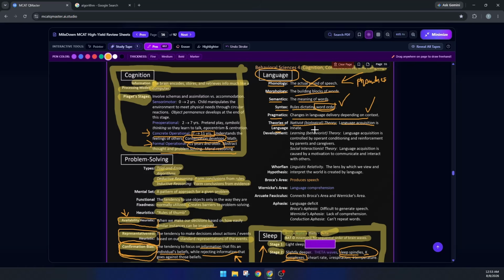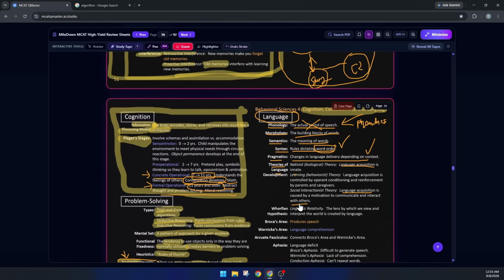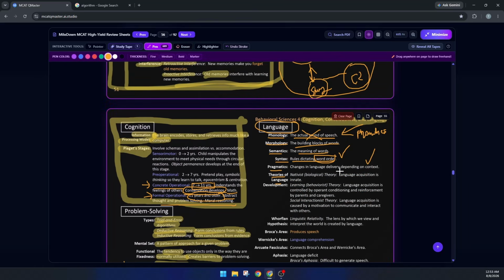Theories of language. Nativist: language acquisition is innate. Learning: language is controlled by operant conditioning and reinforcement. Social interactionist theory: language is caused by motivation to communicate and interact with others. So out of these theories, there are always two camps. There's a nativist camp and there's a learning behaviorist camp, and they're kind of in argument with each other.